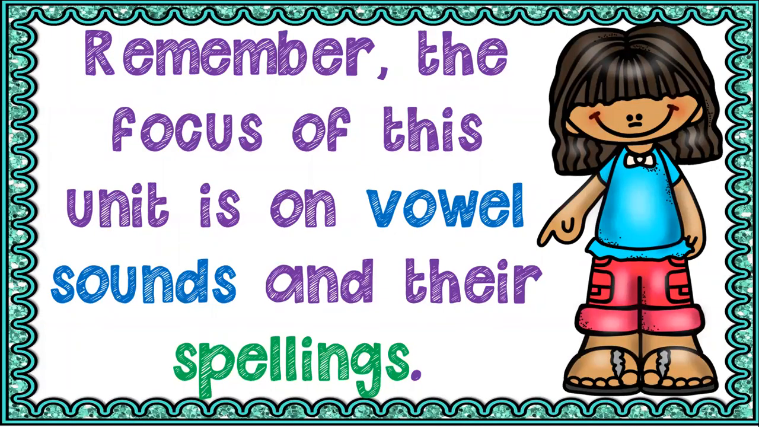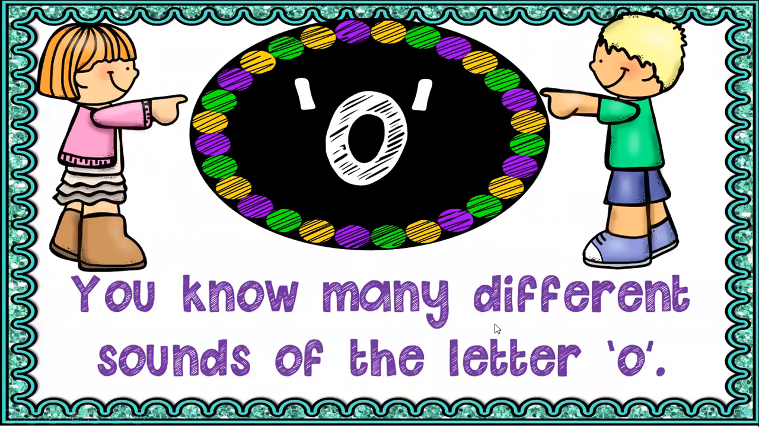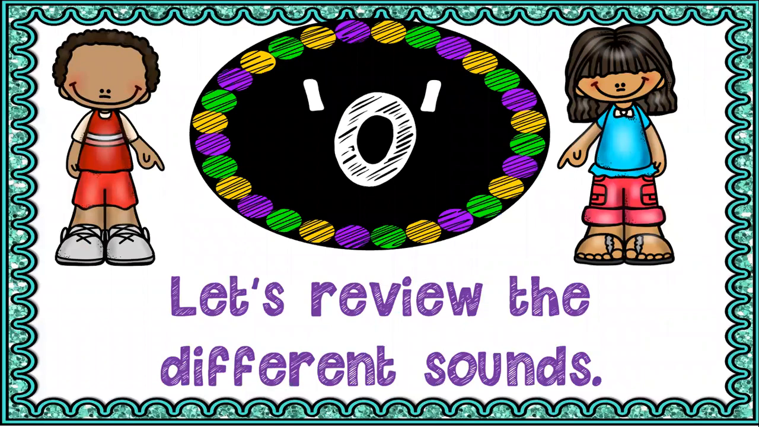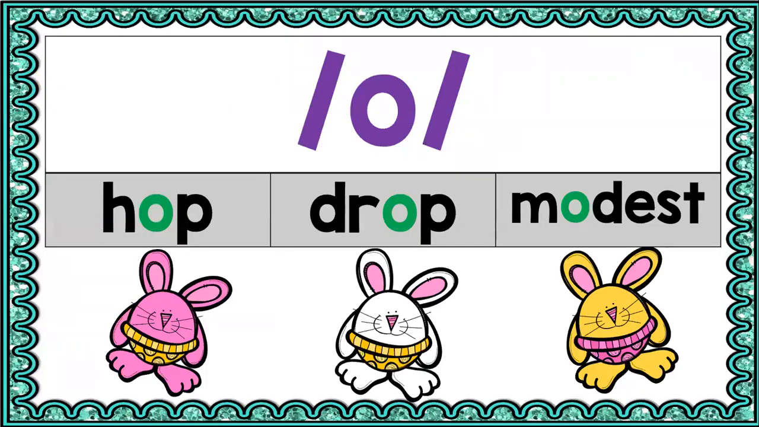Now remember, the focus of this unit is vowel sounds and their spellings. So today we're going to look at all the different sounds that the letter O makes. Your first sound, your basic short O sound, is ah. So that's what you're going to hear mostly with your consonant, vowel, consonant, those one syllable words.